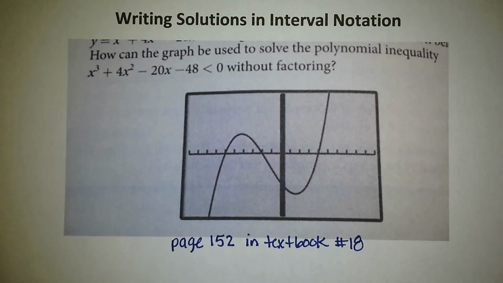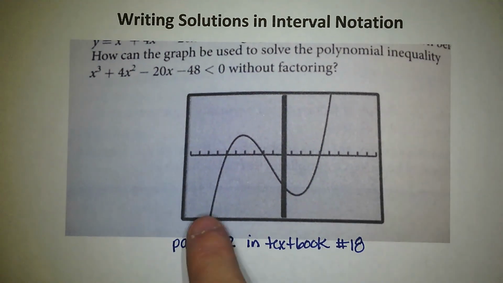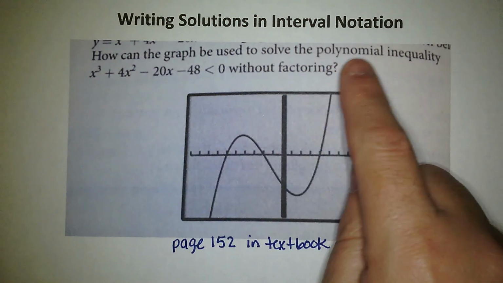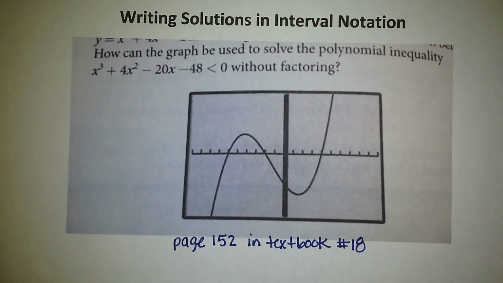So this is the one you had to try, and this was in your textbook on page 152, number 18. And I cut out the rest of the problem because it just says it was graphed on a graphing calculator. And we want to know how can we use the graph to find the solution of the inequality without factoring. So we're using the fact that this is our sketch in order to write the solution set for our inequality.